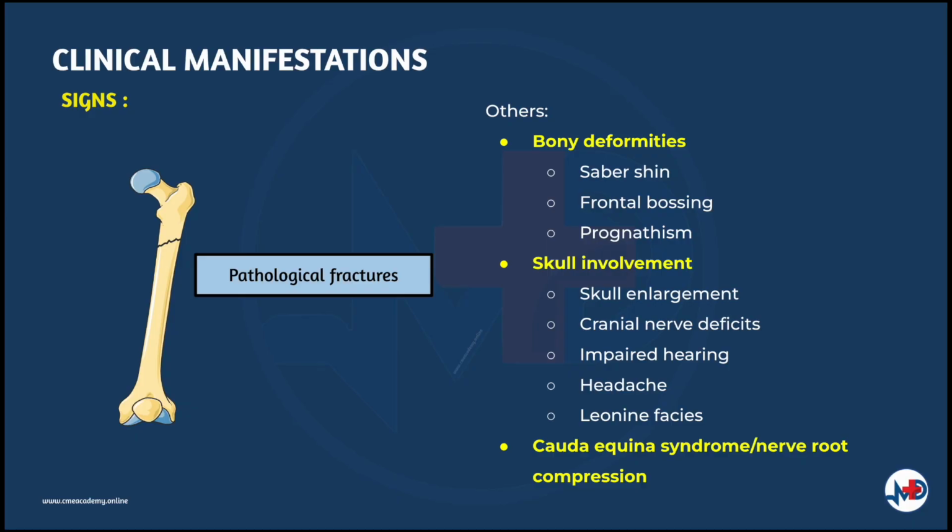Clinical signs of Paget's disease include pathological fractures such as chalk-stick fractures of long bones, bony deformities such as saber shin, skull involvement such as skull enlargement, frontal bossing, prognathism, and leonine facies, neurological deficits such as cranial nerve deficits and impaired hearing, and some may present with cauda equina syndrome or nerve root compression.